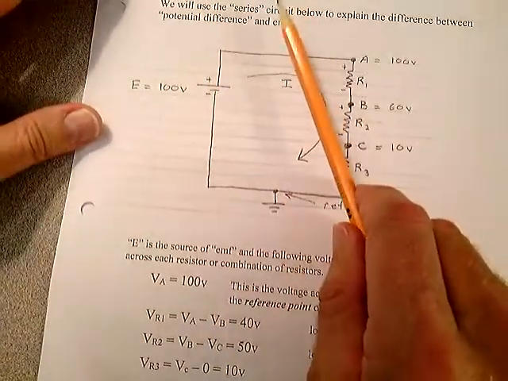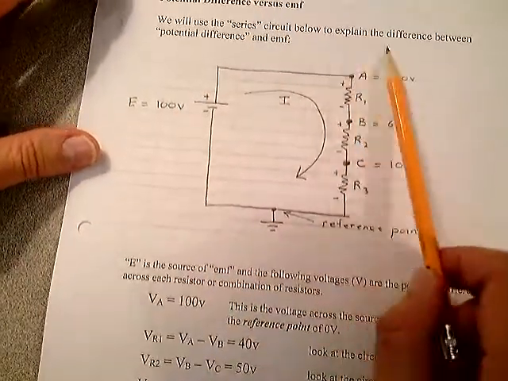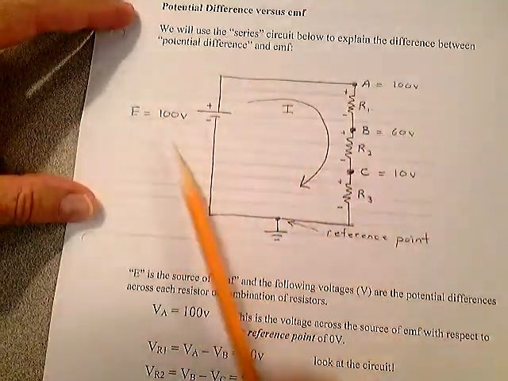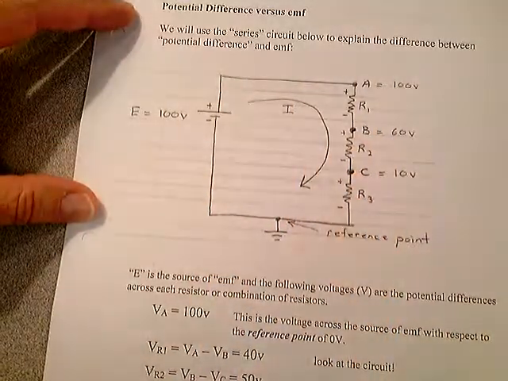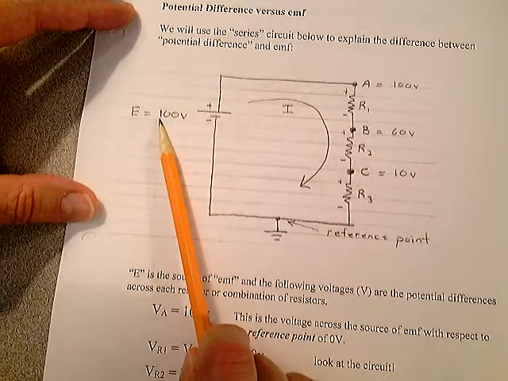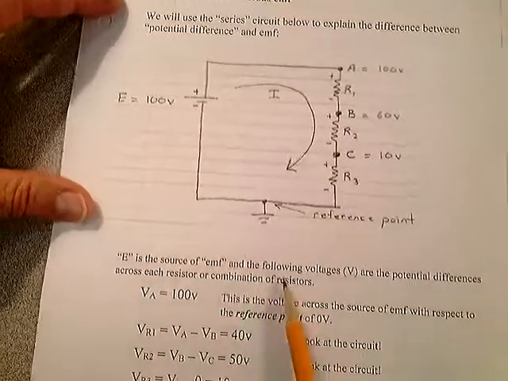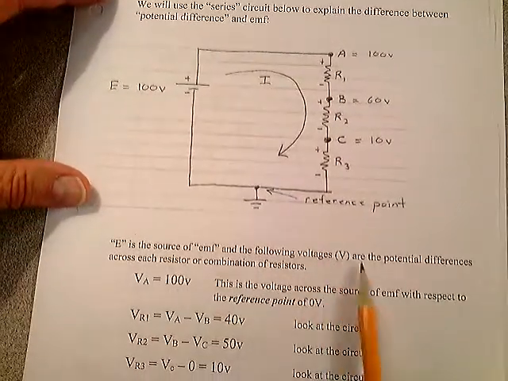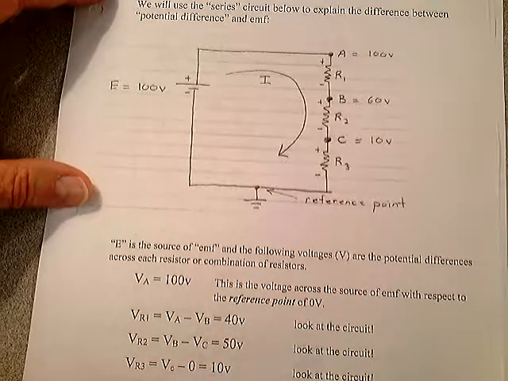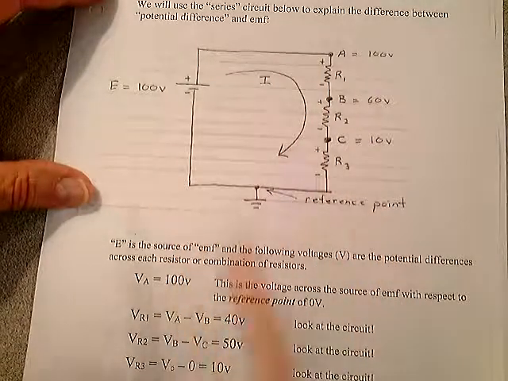Potential difference versus EMF. We will use the series circuit below to explain the difference between potential difference and EMF. Here we have a simple series circuit. Notice there are 3 resistors. So here's the source of EMF of 100 volts. E is the source of EMF, and the following voltages V are the potential differences across each resistor or combination of resistors. So if we look up here, V sub A is 100 volts.